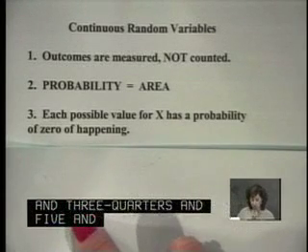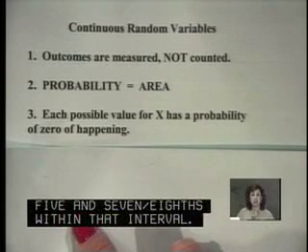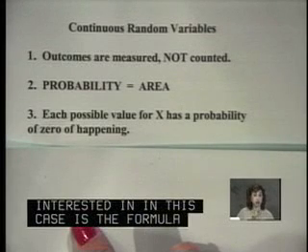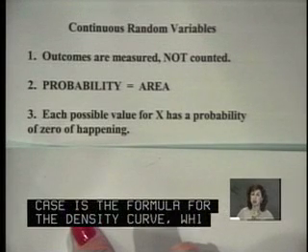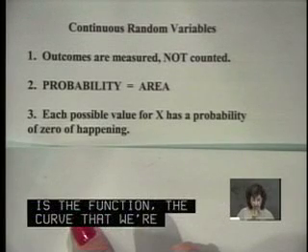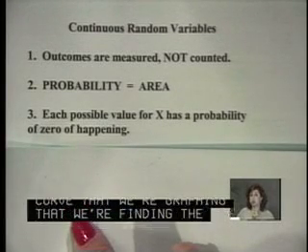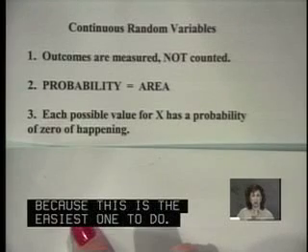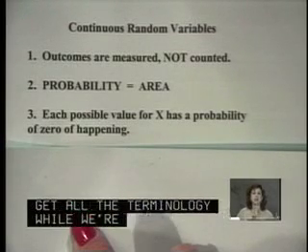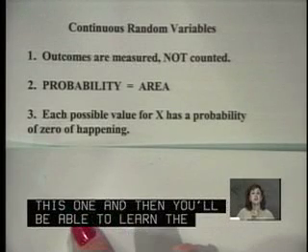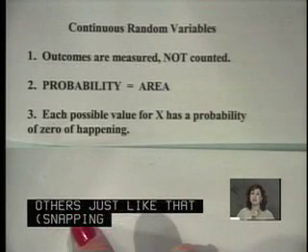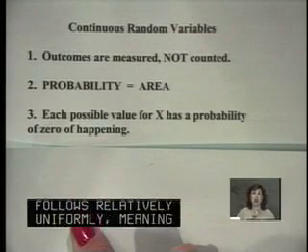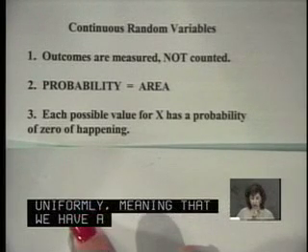within that interval. All right, so what we're also interested in this case is the formula for the density curve, which is the function, the curve that we're graphing, that we're finding the area underneath. Well, I'm going to start with the uniform distribution because this is the easiest one to do, and hopefully you'll get all the terminology while we're going through this one, and then you'll be able to learn the others just like that. The uniform distribution deals with data that follows relatively uniformly, meaning that we have a pretty constant rate throughout the interval that we have.